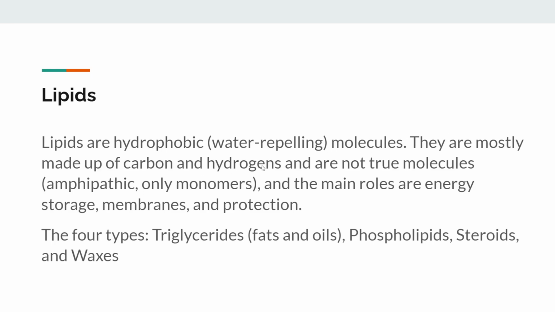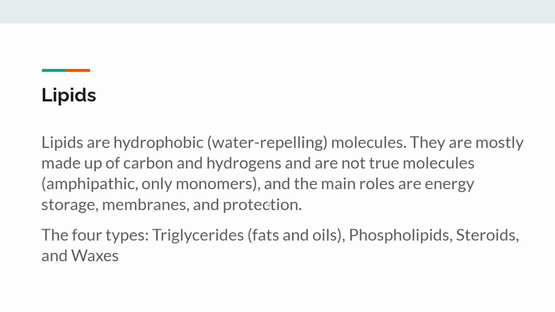They are mostly made up of carbon and hydrogen. Oh shoot, I should not have said that. They're definitely molecules. I think that was a typo right there. But the main roles are energy storage, membrane, and protection.